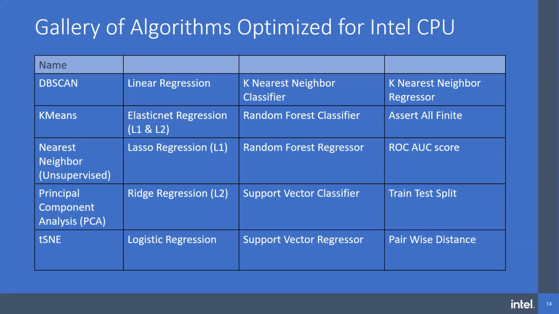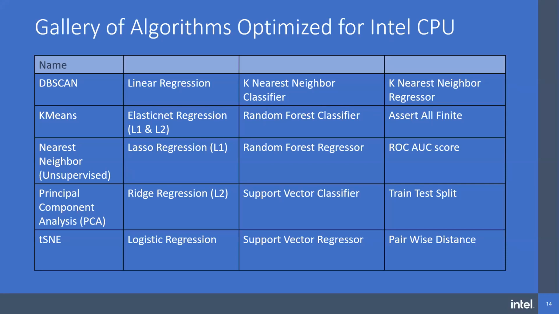t-SNE is a dimensionality reduction technique, typically used to compress large, complicated data spaces down to something in 2 or 3 dimensions that you can visualize. We've accelerated those. Linear regression and its offspring: linear regression, lasso regression, where you use an L1 regularizer, ridge regression with the L2, and ElasticNet, which uses both L1 and L2 regularizers. These things are accelerated. Logistic regression, which oddly enough is actually a classification routine, is accelerated.